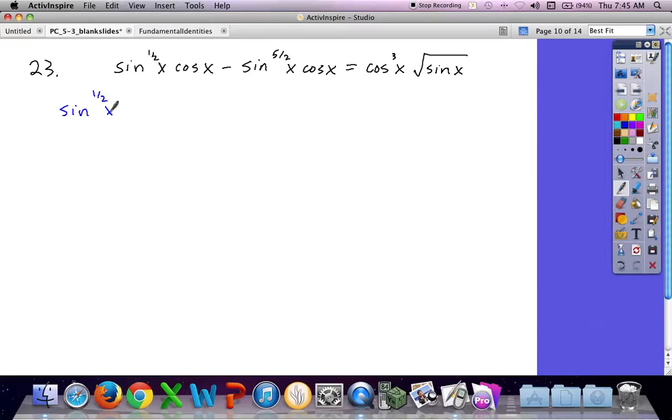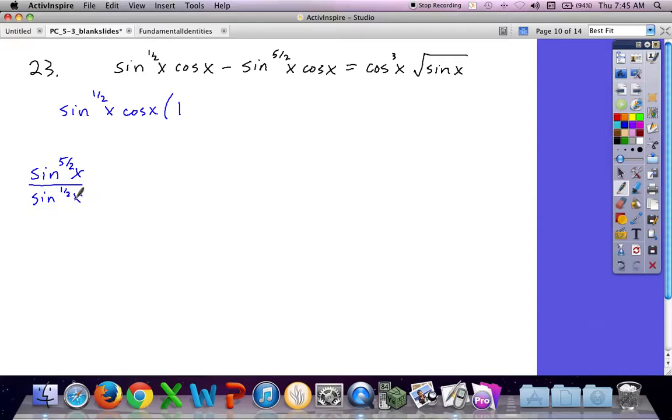So we factor out the sine to the 1/2 x. We factor out the cosine x. And when I take all that away from this first term, I've got 1. Now, when I factored out the cosine x, obviously that's not there anymore. But when I factor out sine to the 1/2 x from sine to the 5/2 x, that's like saying sine to the 5/2 x divided by the sine to the 1/2 x.